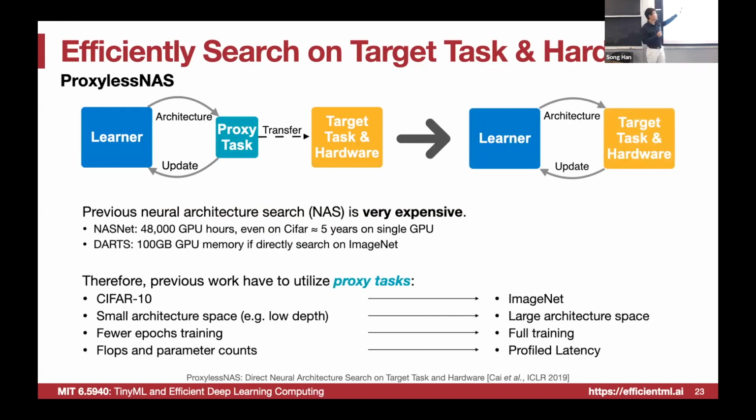So in this way, rather than relying on a proxy task and then transfer to the target task in target hardware, we can directly learn the architecture of the target task in target hardware. For example, not relying on proxy task on CIFAR, but directly use a target task ImageNet. Not relying on small architecture search space, but directly open up the larger architecture search space. Rather than using few epochs of training as a proxy, but enable full training. Rather than relying on the flops as a proxy, we can profile the latency.